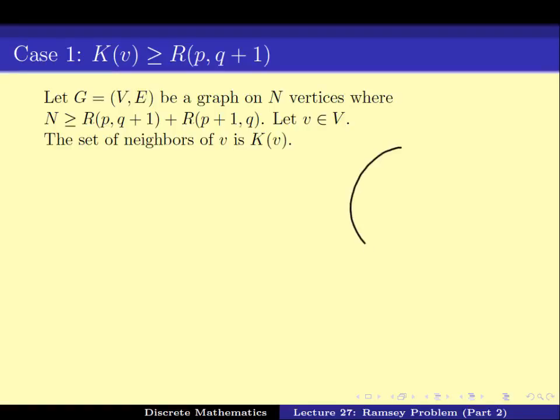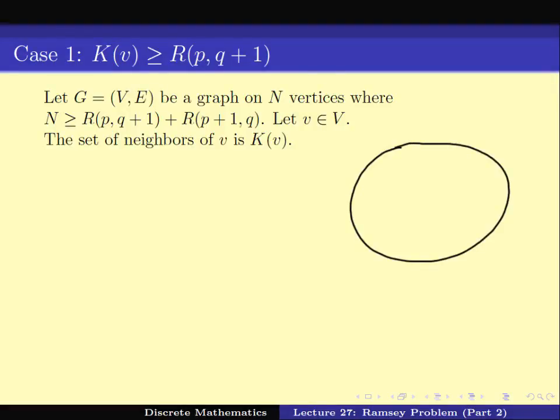So here is the graph. Here was the set of KV. Here is the set of NV. And here is the vertex. Now every vertex in KV is attached to this vertex V. Right? Now this KV is bigger than this R(P, Q+1).